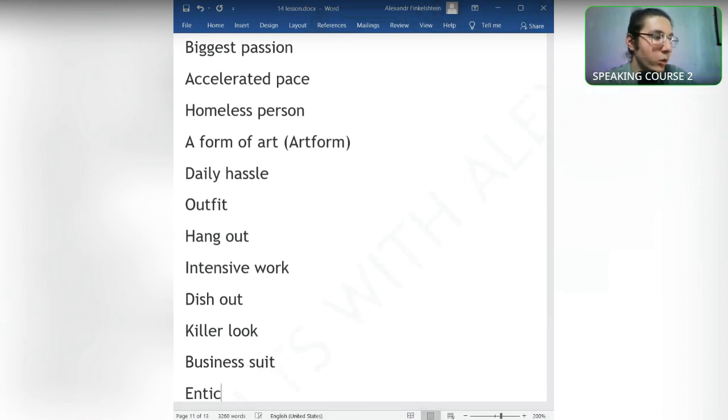Good. Here's one more word that I think is just a cool word, enticing. I don't remember whether I used this word today, but it's a good word that I just remembered. Okay, awesome. So thank you all so much.